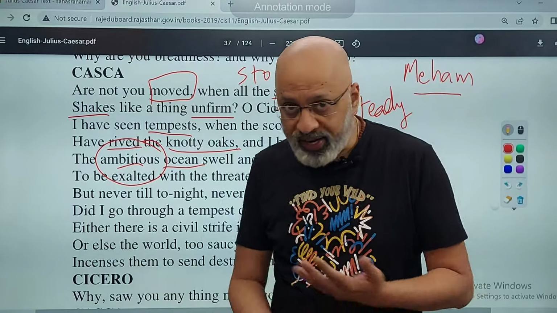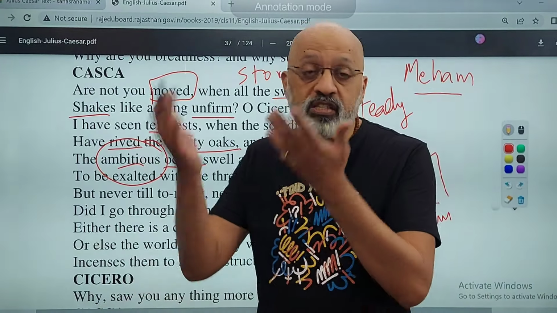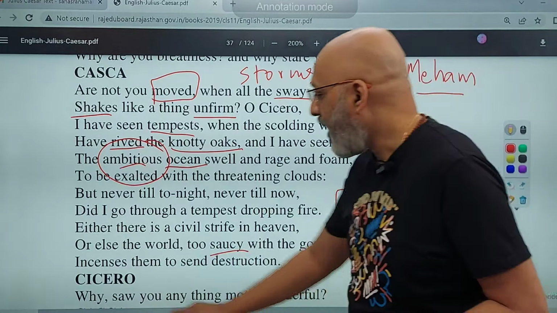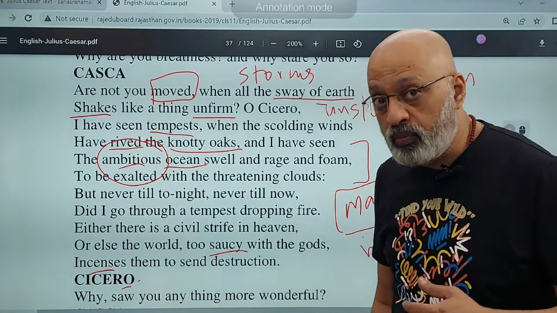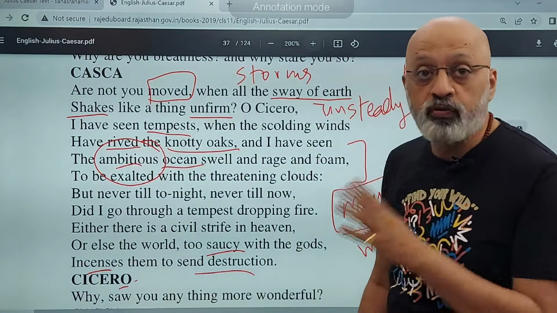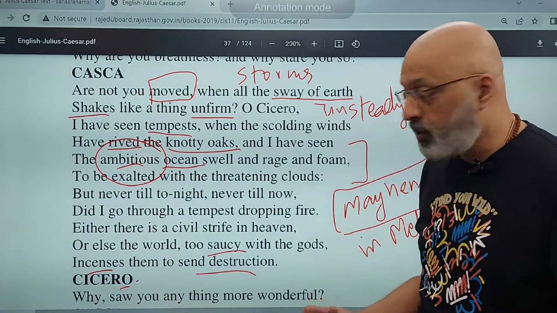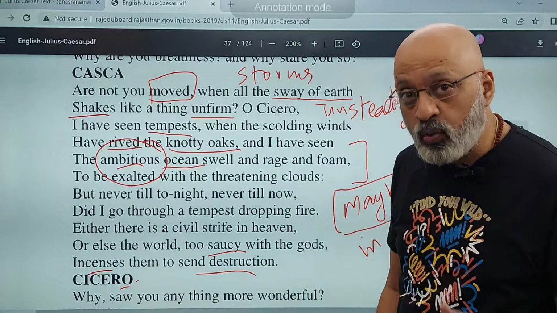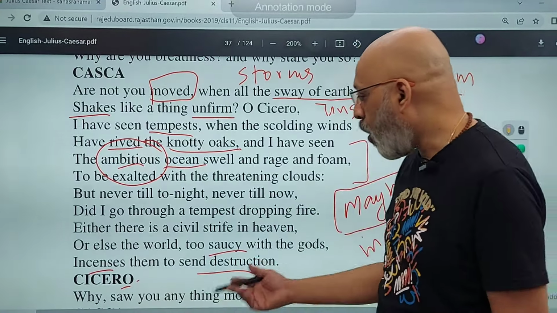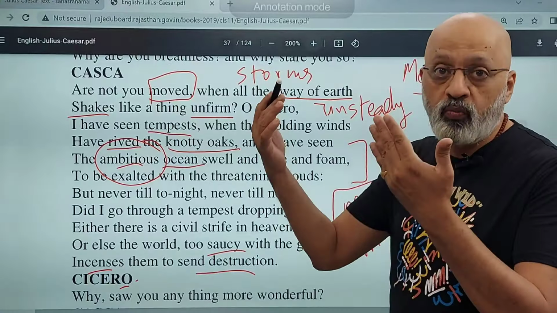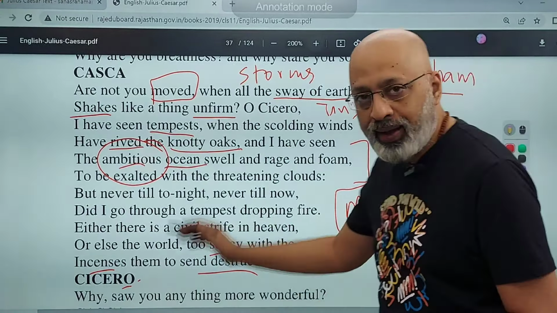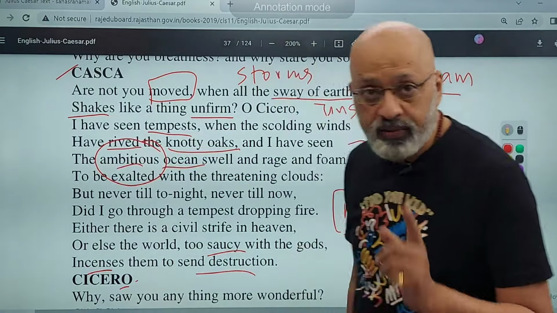So either the world, that is people on earth, we have been very disrespectful towards the gods, too saucy with the gods, and we have kind of provoked them, gussa dilaya hai, that we have provoked them to send destruction in the form of these thunderbolts. So he's giving two options: either there is a civil war taking place among the gods, or between two sides of gods, or we have provoked the heavens so much that gods are sending destruction below. I hope this particular passage of Casca is clear.